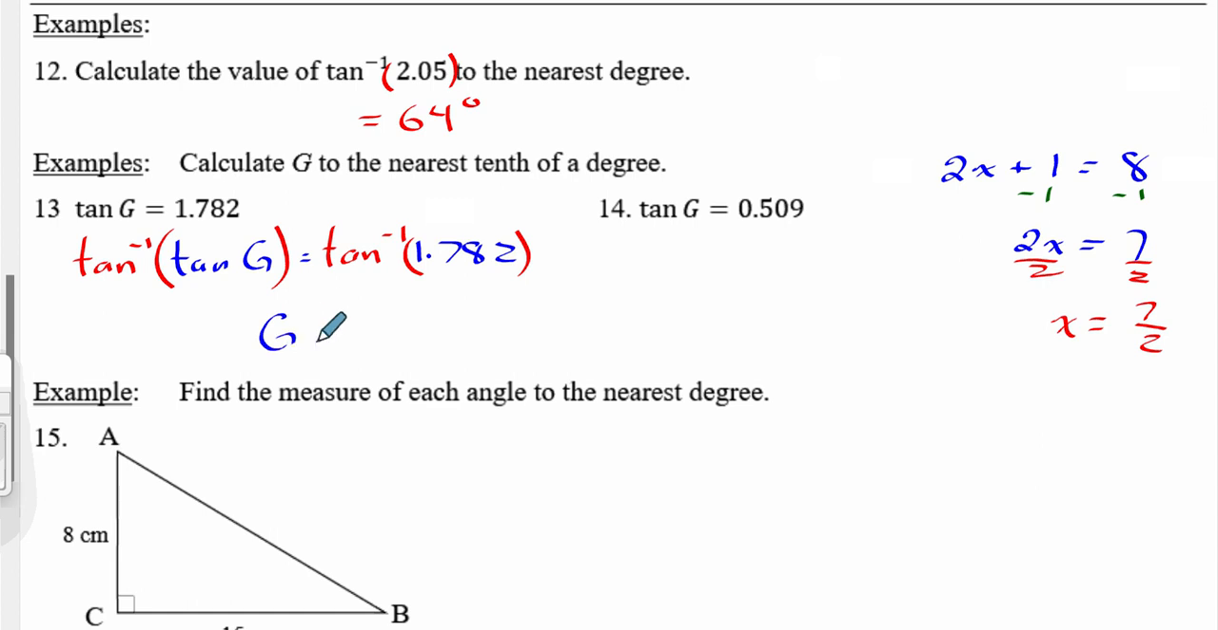And then I calculate this on the right side by plugging it into my calculator and saying, what is the inverse tangent of 1.782? Let's see. Inverse tangent of 1.782 is 60.7 to the nearest tenth of a degree, so 60.7 degrees.